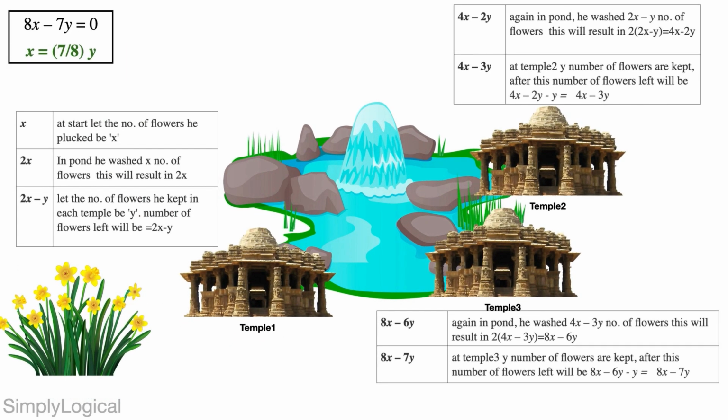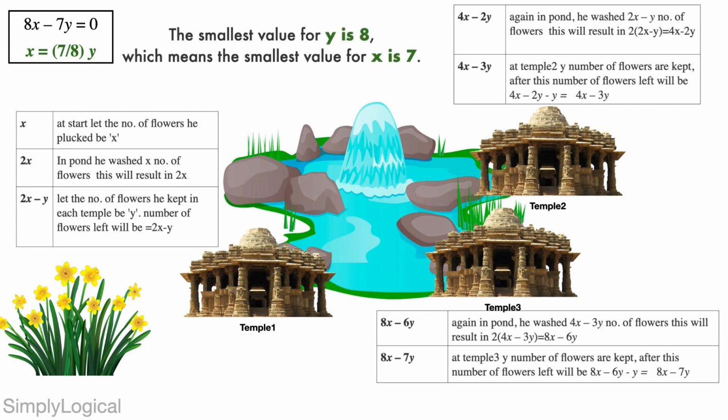We want to find a whole number solution to this equation. As the fraction 7 over 8 cannot be reduced any further, the variable Y needs to be a multiple of 8 to eliminate the denominator. The smallest value for Y is 8, which means the smallest value for X is 7. So the answer is the person started with 7 flowers and he left 8 flowers at each temple. So let's validate the solution now.